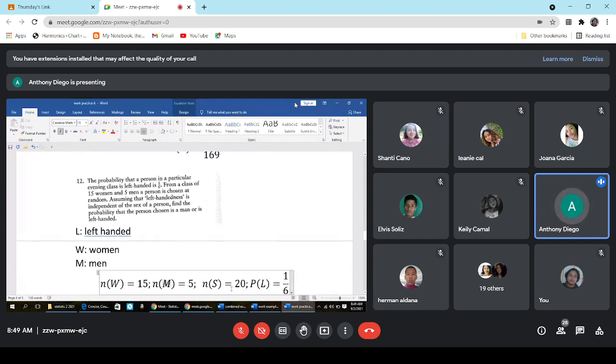So the number of women is 15, the number of men is 5, and the sample space is 20, because remember, when we add 15 and 5, that's 20. And the probability they gave that a person is left-handed is 1/6. That was given in the problem here.